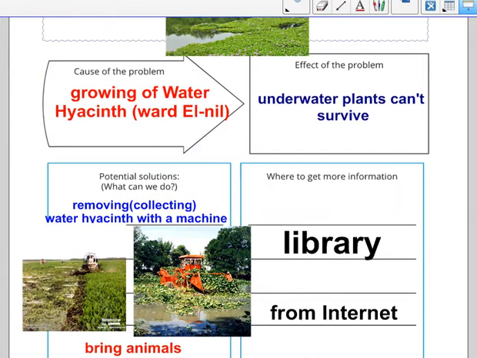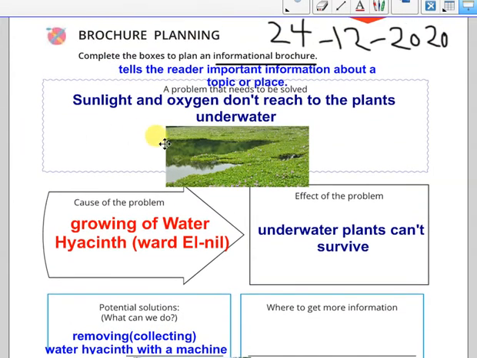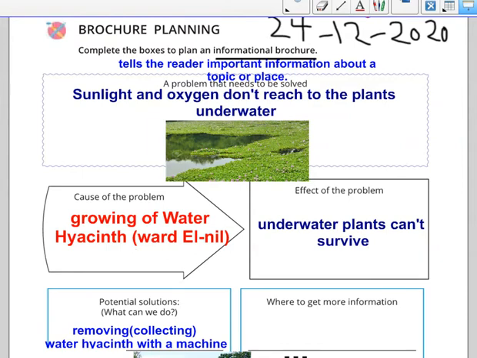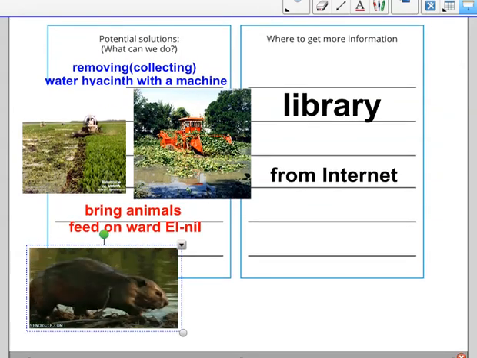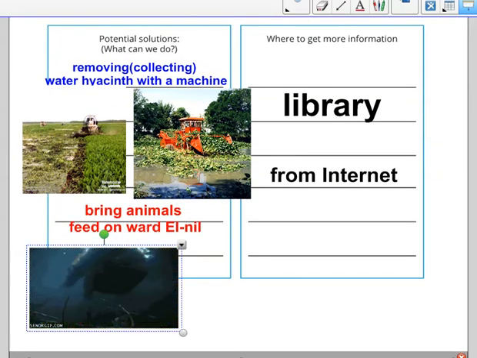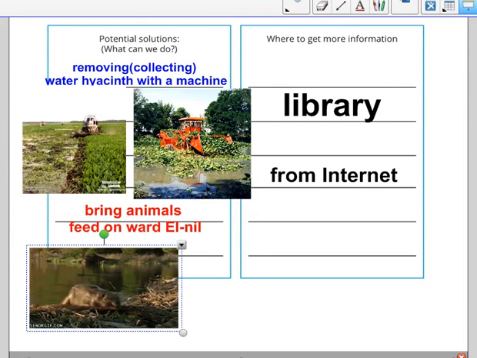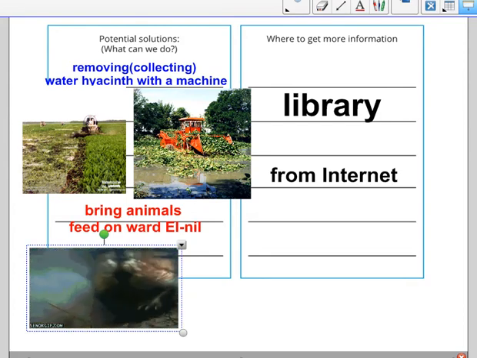Again, what is the problem? The sunlight and oxygen don't reach the plants underwater. The cause of this is the growing of water hyacinths. The effect of this problem is that underwater plants can't survive. This is a harmful effect. We can remove these water hyacinths with a machine, or we can bring an animal that feeds on the Nile. We get this information from the library or from the internet.